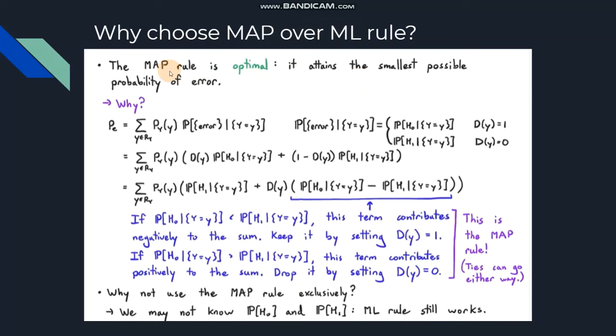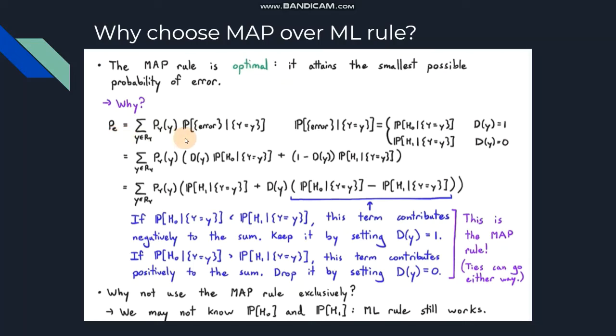So, why prefer MAP rule over ML rule? MAP rule is actually optimal because it attains the smallest possible probability of error. If you know the probability of hypothesis and the conditional probability, we can use it to always make the optimal decisions. Let's see the expression of probability of error.